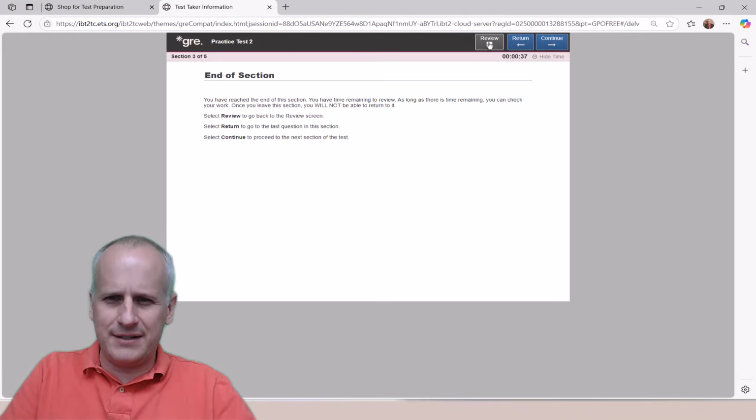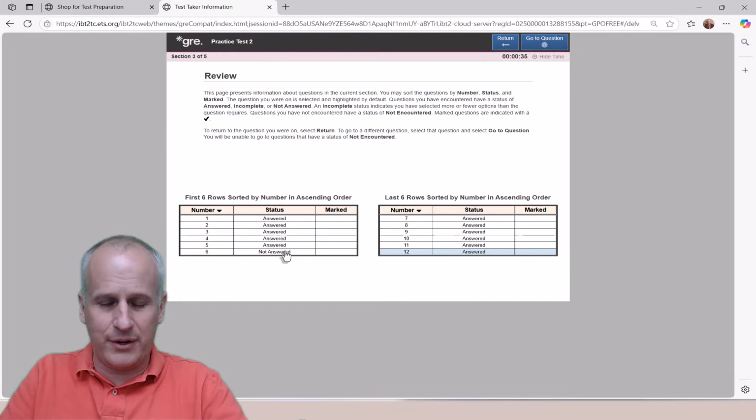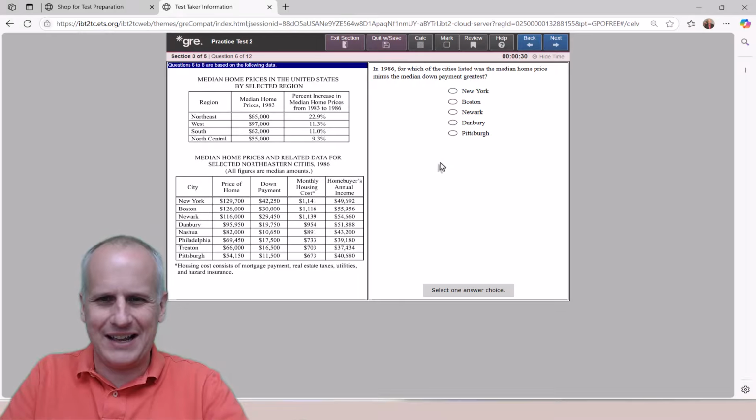And you can come to this little review button and see all the questions. Do this because you might find something like I just did, that in number 6, I didn't select an answer. And I should recall that this was where the median home price minus the median down payment was supposed to be the greatest. That was my Boston. So great little catch there, actually.